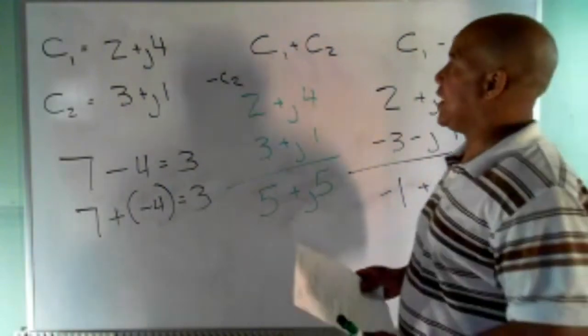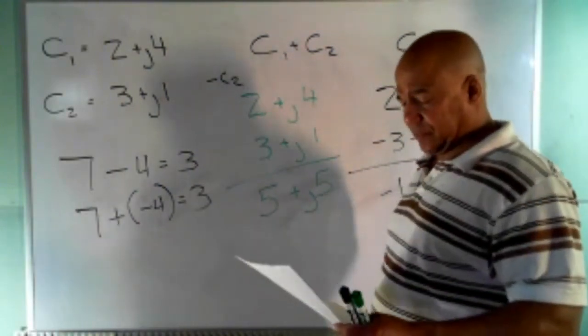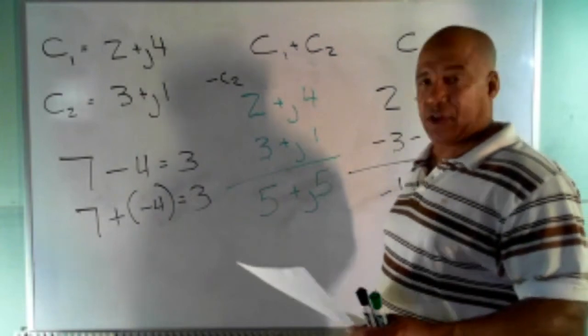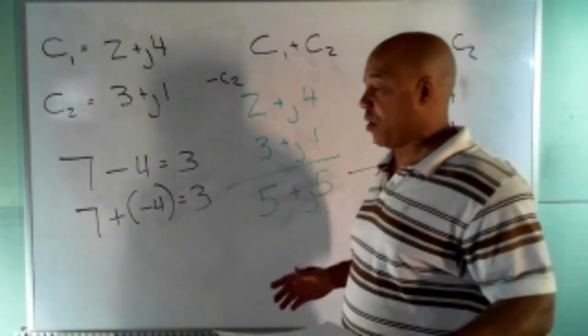So addition and subtraction is pretty easy. Now for the next one, they want you to multiply and divide, so when you do that, you want to be in polar form. Let me show you that.